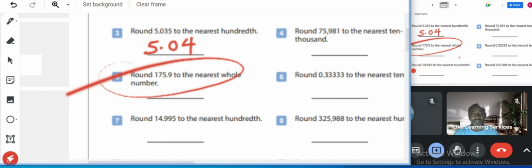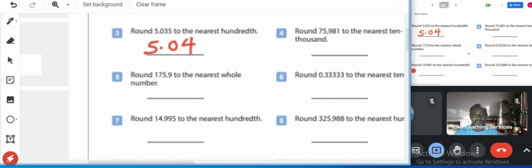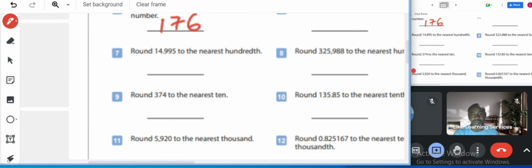This one, read it out. Round 175.90 years to the nearest whole number. Now, the whole number is the last digit before the point. The last digit is 5, isn't it? Yes. And then we check the number after it. The number after it is 9, and it is anything from 5, 6, 7, 8, 9. You call it 1 and add to the one you are stopping at. So the answer will be 176. Correct.